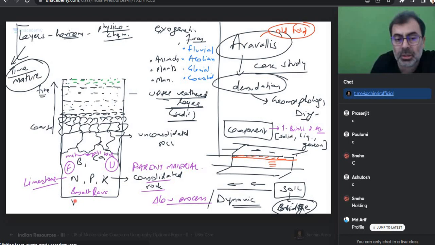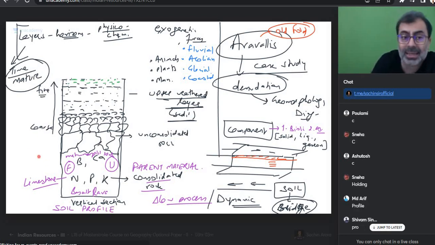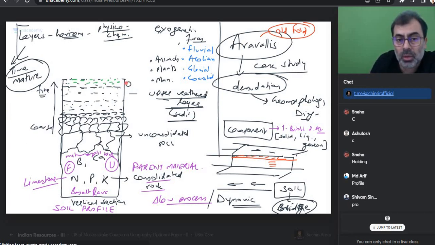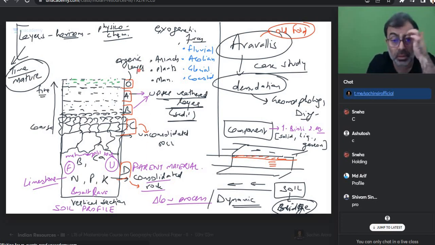And this vertical section of the soil has a technical name. We call it the soil profile. And these layers have different names: O horizon, A horizon, B horizon, C horizon, and D horizon. Is everyone okay? O, A, B, C, and D. D is consolidated rock, C is unconsolidated rock. And what is A and B? Upper weathered layer, sediments. And what is O? O is organic layer. Is everyone okay?